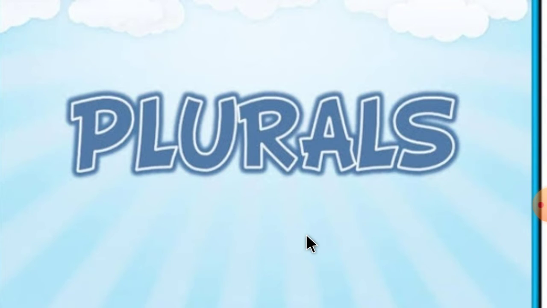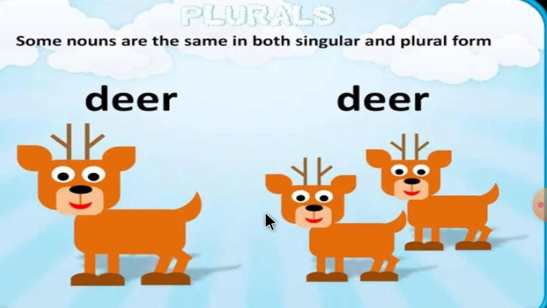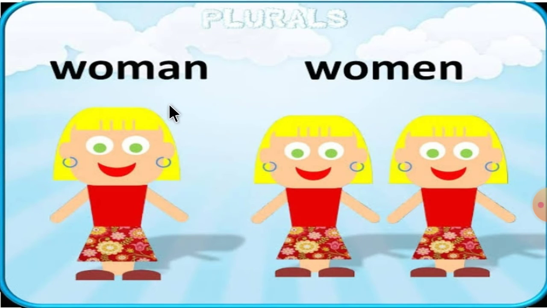Now, irregular plurals. Let's see some examples. Deer, deer. Why is it like that? Because some nouns are the same in both singular and plural form. For example, deer, deer. Woman, women. Only one letter is changed.